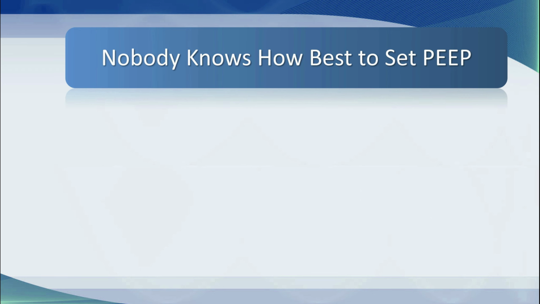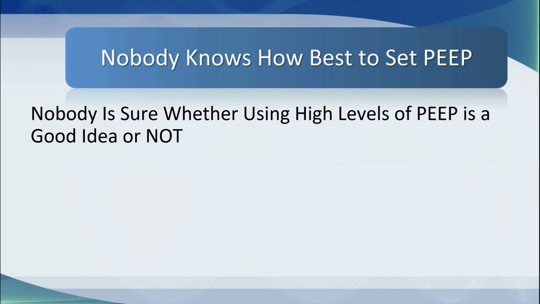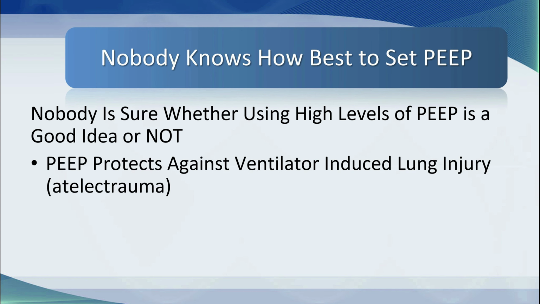One thing I will say from the outset is that nobody really knows how to set the optimal PEEP. Everybody seems to have an opinion, but nobody really knows. And nobody's even sure whether using high levels of PEEP is a good idea or not. There are some good reasons for using PEEP. PEEP protects against ventilator-induced lung injury. This is known as atelectasis, and I will cover this in detail later in this course.